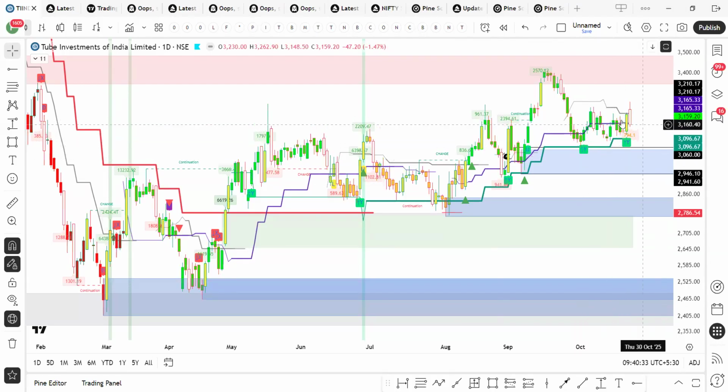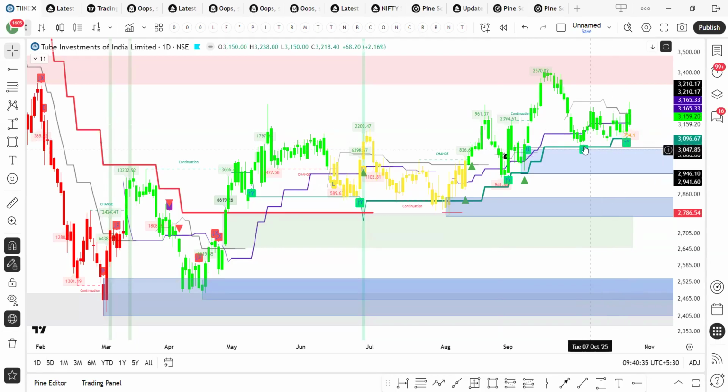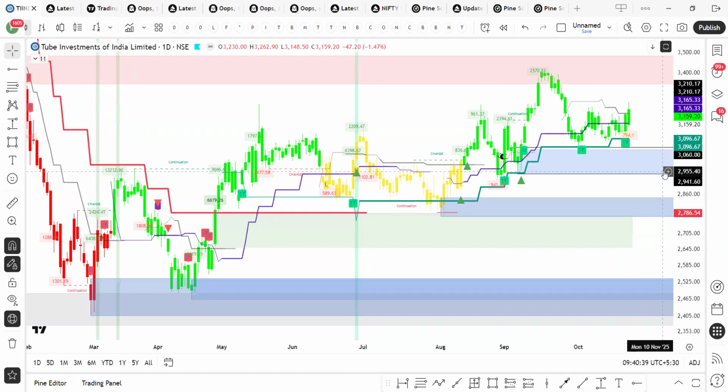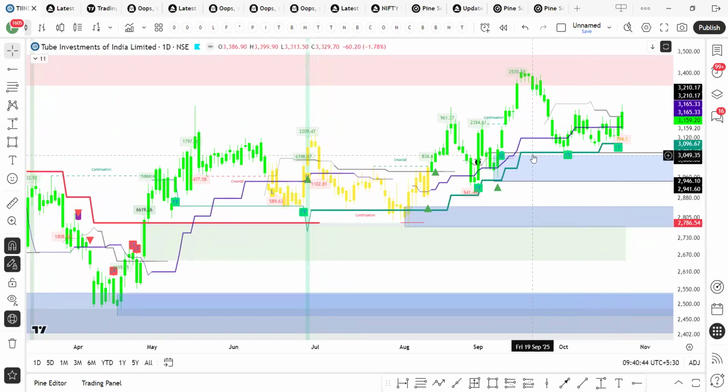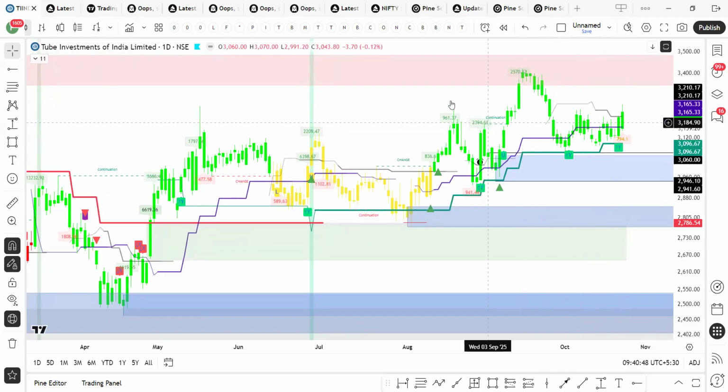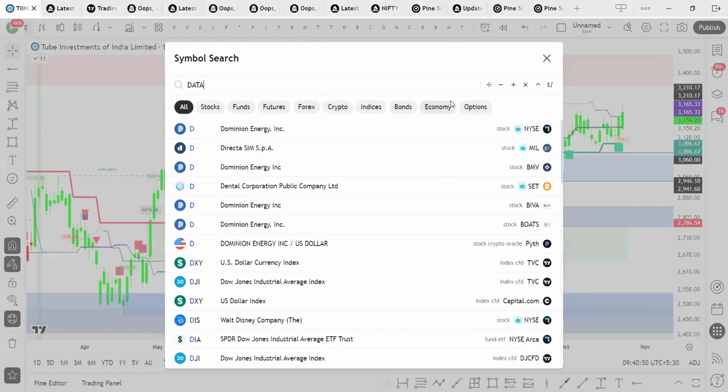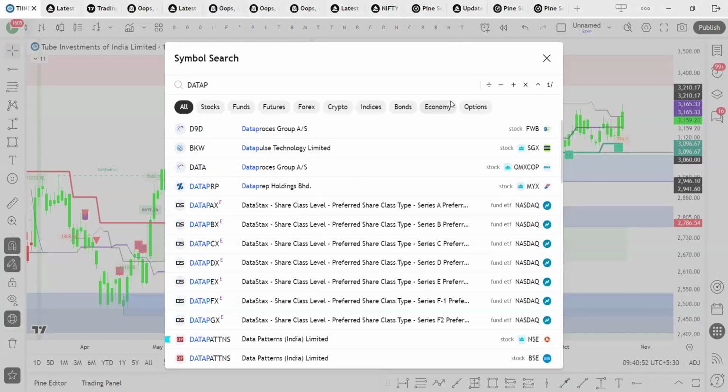So the entry will be shown, the entry will be visible, and there is some discretion to entries as well. For these momentum entries, there is some discretion, and we are going to discuss that in detail. Okay. So this was about Tube Investments data patterns.